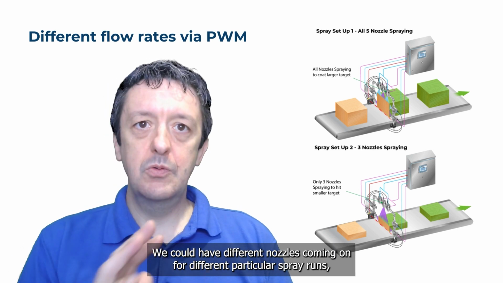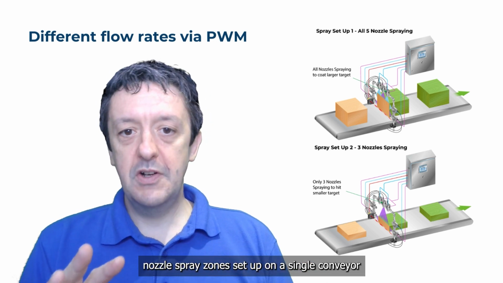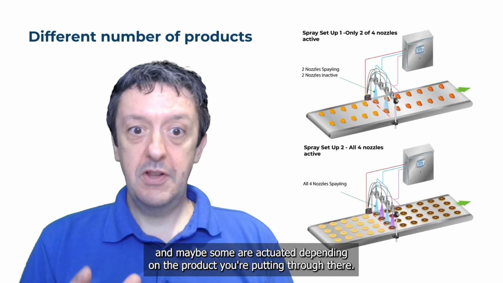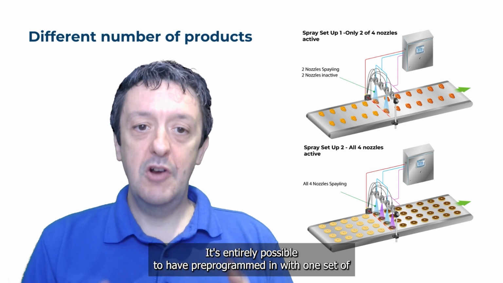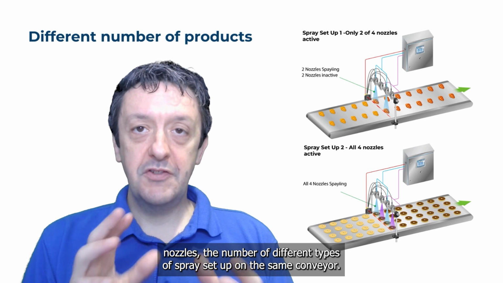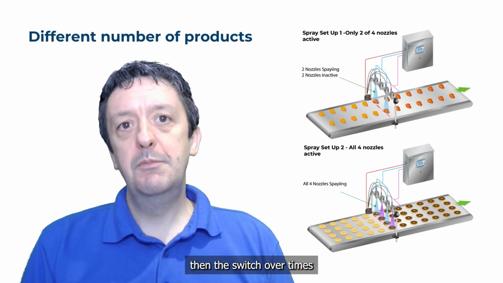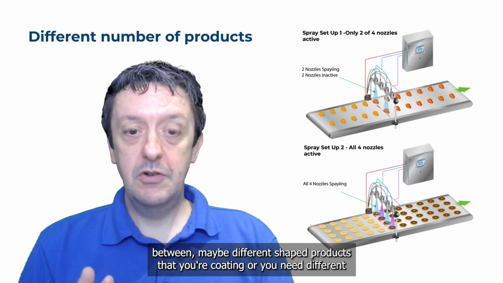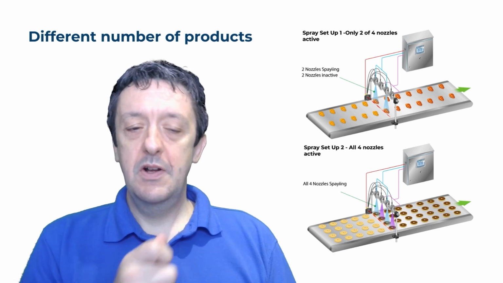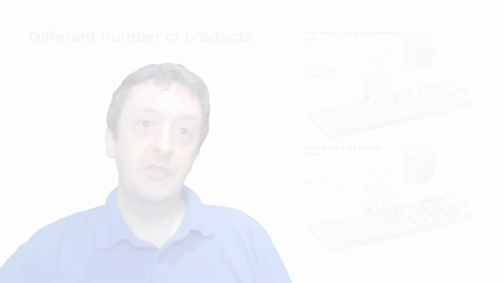And we could have different nozzles coming on for different particular spray runs. So you could have a number of different nozzle spray zones set up on a single conveyor, and maybe some are actuated depending on the product you're putting through there. It's entirely possible to have pre-programmed in with one set of nozzles, a number of different types of spray set up on the same conveyor. So you can get that all set up and programmed in to begin with, then the switchover times between maybe different shaped products that you're coating, or you need different amounts of coating on different products. That can all be just flipped over at the switch of a button using the same set of nozzles that's set up and programmed by the FlexFlow system.